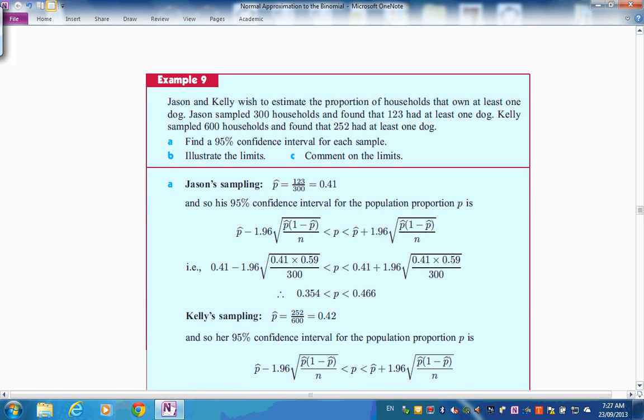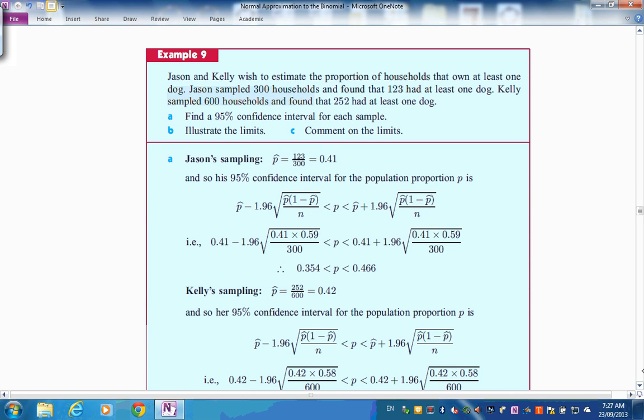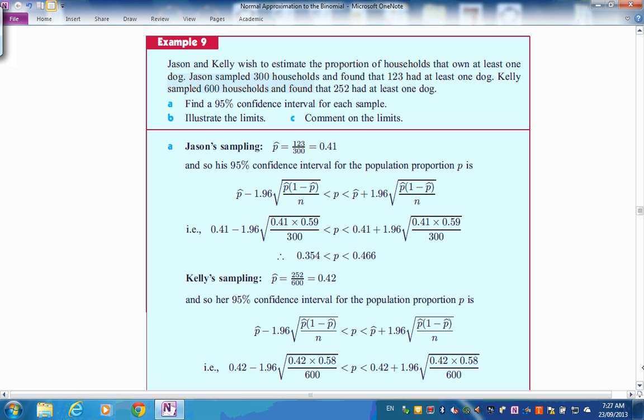Another one. Just little things we can do now that we've got this normal distribution in our heads again. We're wishing to estimate the proportion of households that own at least one dog. Sample 300, found that 123 had at least one dog. Somebody else sampled 600, found 252. Find a 95% confidence interval for each sample and comment.